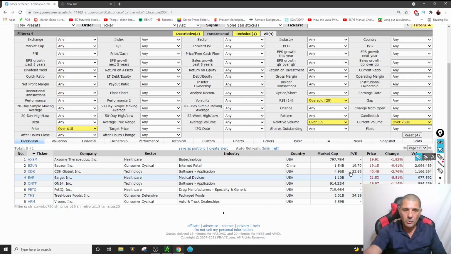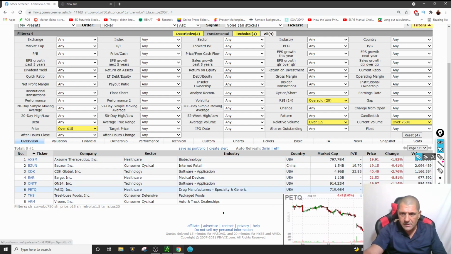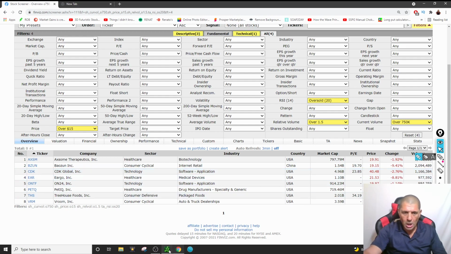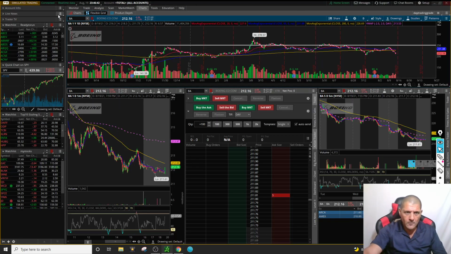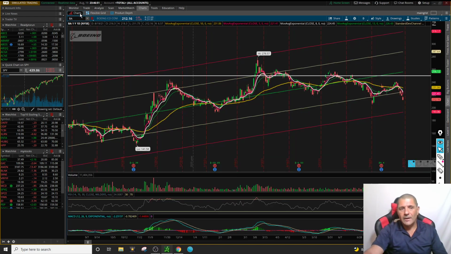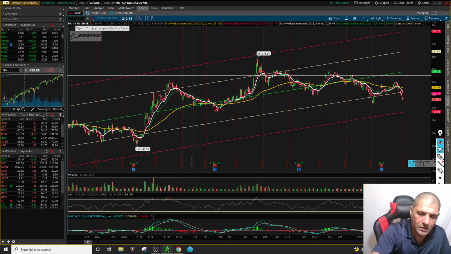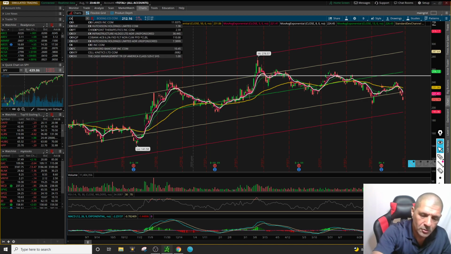Now, I will show you the chart. If we go to this company right here, CDK, one that went down, that is a technology company, software application, in the USA. So we go to the chart right here, CDK, and this one is Thinkorswim. Thinkorswim is a great website and a great platform where you can really visualize these stocks, and you can work on your chart.